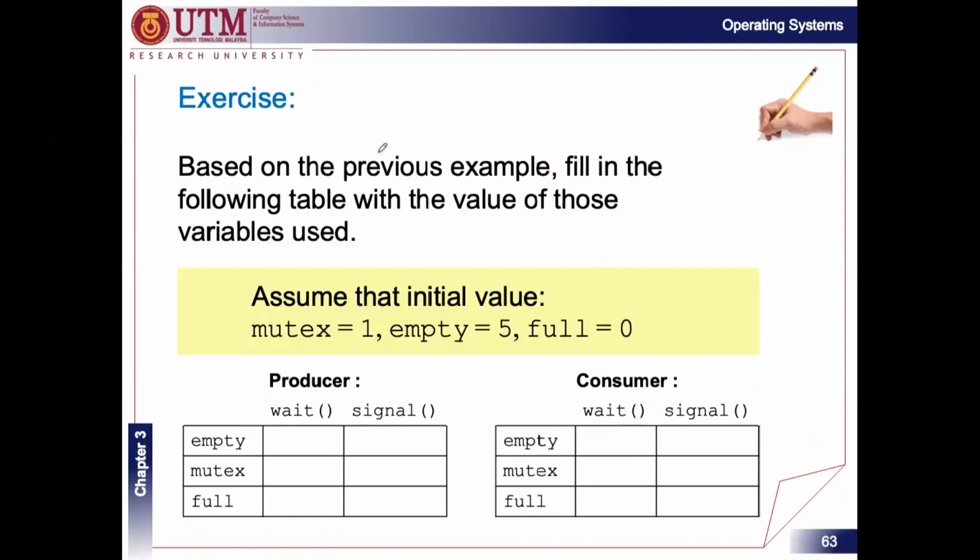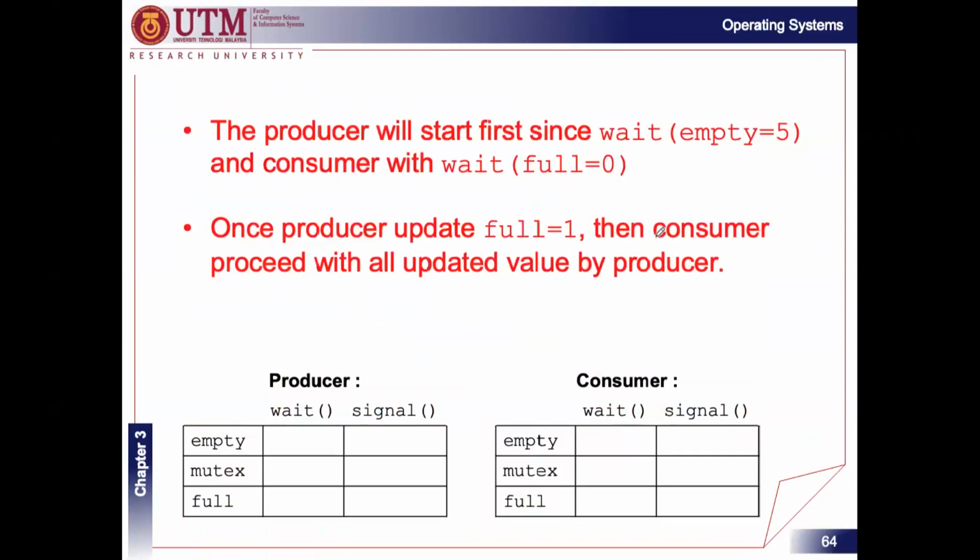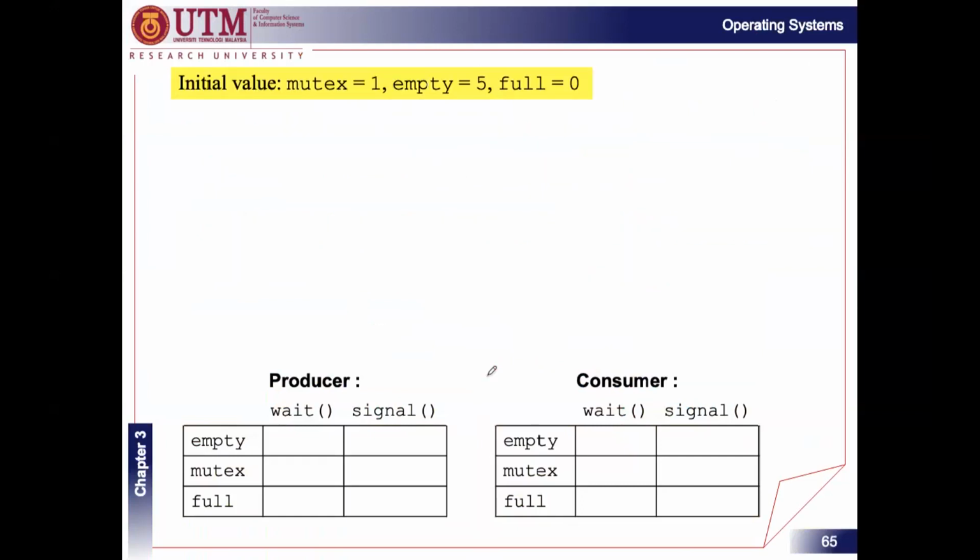So based on the previous example, fill in the following tables with the values of those variables used. Okay, these are some exercises. You can go through that. So mutex value, and then the producer will start first, since wait is empty, and then the producer waits, and then full equals 0. One producer updates full to 1, then the consumer proceeds with the value updated by the producer. So for example, the initial value of mutex is 1, so empty equals 5, and then full equals 0.